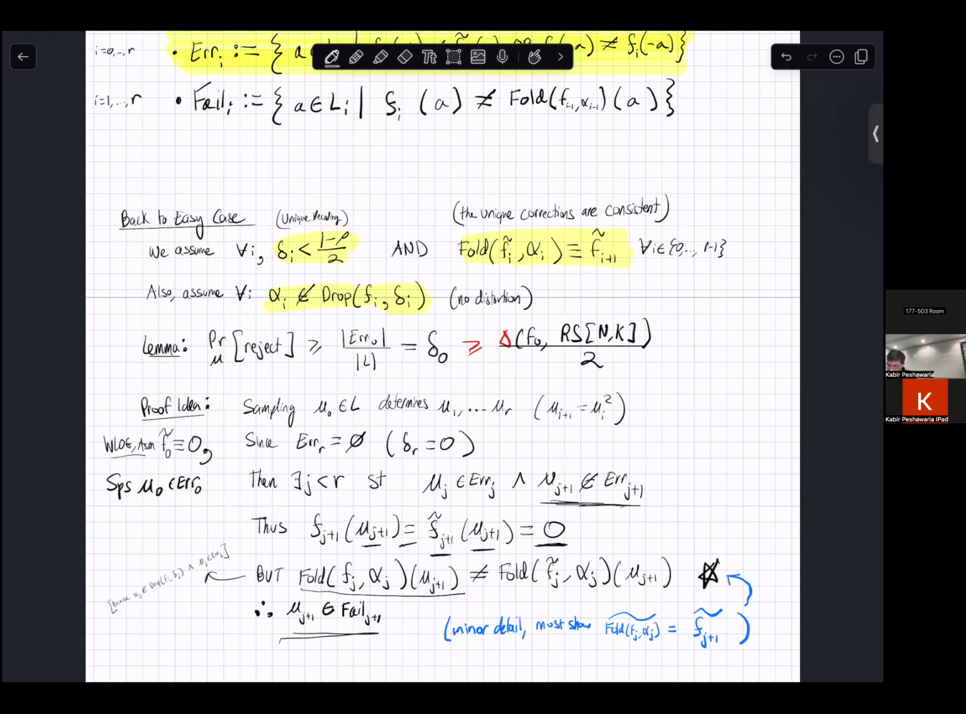Okay, so to answer the question earlier, the reason that we like this correlated query checking is because it guarantees us that we're eventually going to land in the fail set. If we started in the error set, we will eventually land in the fail set. That is the crux of the easy case that I wanted to teach.